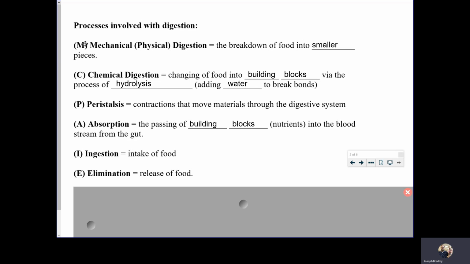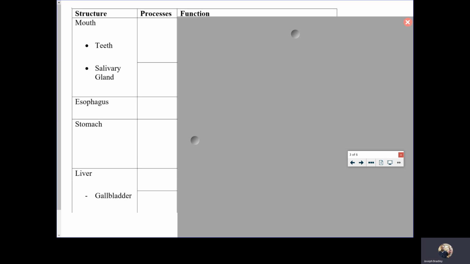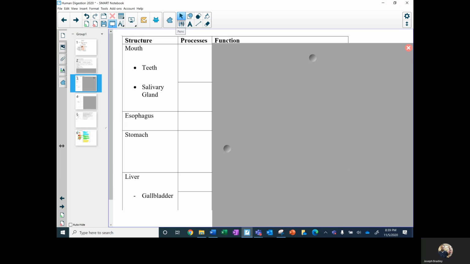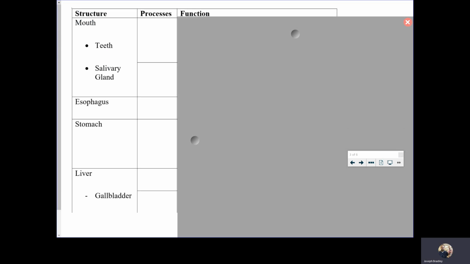Notice how I have these letters M, C, P, A, I, and E. I'm going to be labeling what processes are taking place at the different organs. So we're going to go through here. Turn on my pen. The mouth is where ingestion is going to take place. The teeth are specifically what are going to be mechanically digesting, along with the tongue. And then the salivary glands are going to be doing chemical digestion.